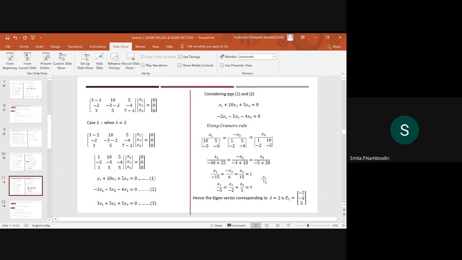What have you taken? 2 and 3. Anybody has taken 1 and 3? This one tried 1 and 3 and is getting the same answers, just check once. It is going to be the same only.